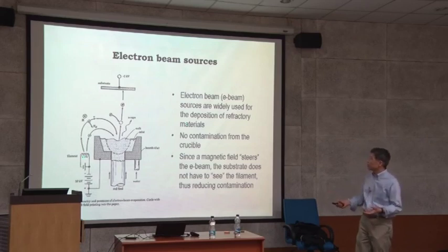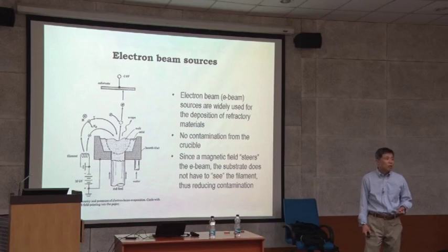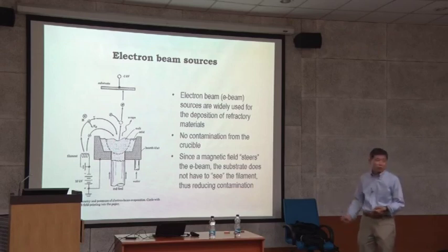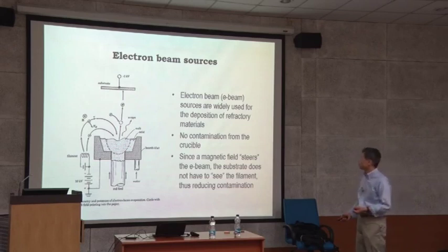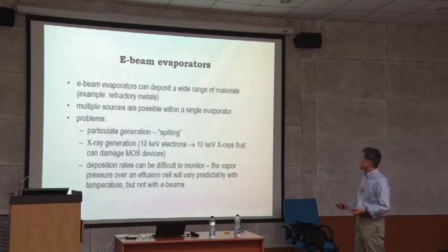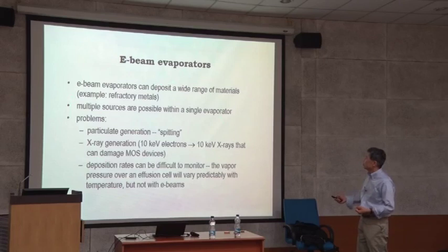E-beam evaporation is basically using a filament and generating electrons. An electron beam can be focused by a magnetic field and melt the material, with a water-cooled copper crucible around it. Okay? So then you have a puddle here, and that's the source. So that's the evaporation. E-beam evaporation is one way, with no limitation.